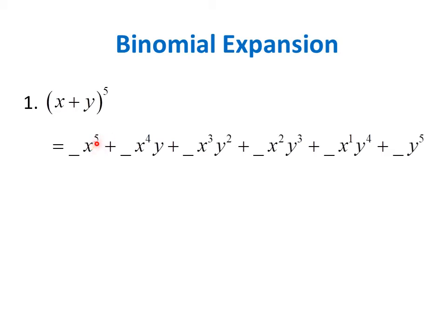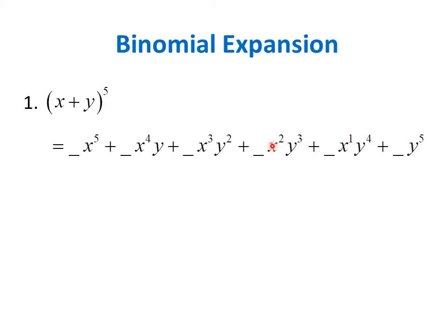So we have y to the 0 plus 1, that's y to the 1, or simply y. Okay, next term, we have x to the 4 minus 1, that's x cubed. y to the 1 plus 1, that's y squared. Okay, for the next term, we have x to the 3 minus 1, x squared. y squared, or y to the 2 plus 1, that's y cubed.